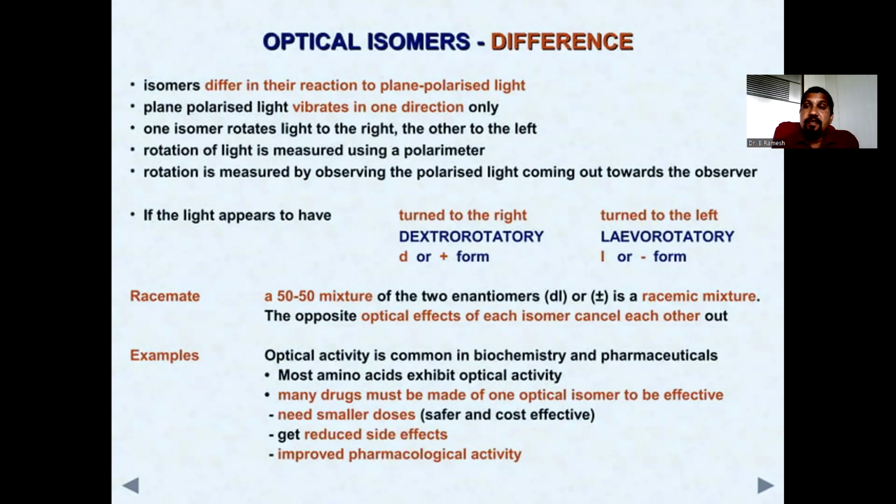With this, I am concluding today's isomerism class. Tomorrow we will start with optical isomerism once again, with plus form, minus form, dextrorotatory, levorotatory, or S forms.